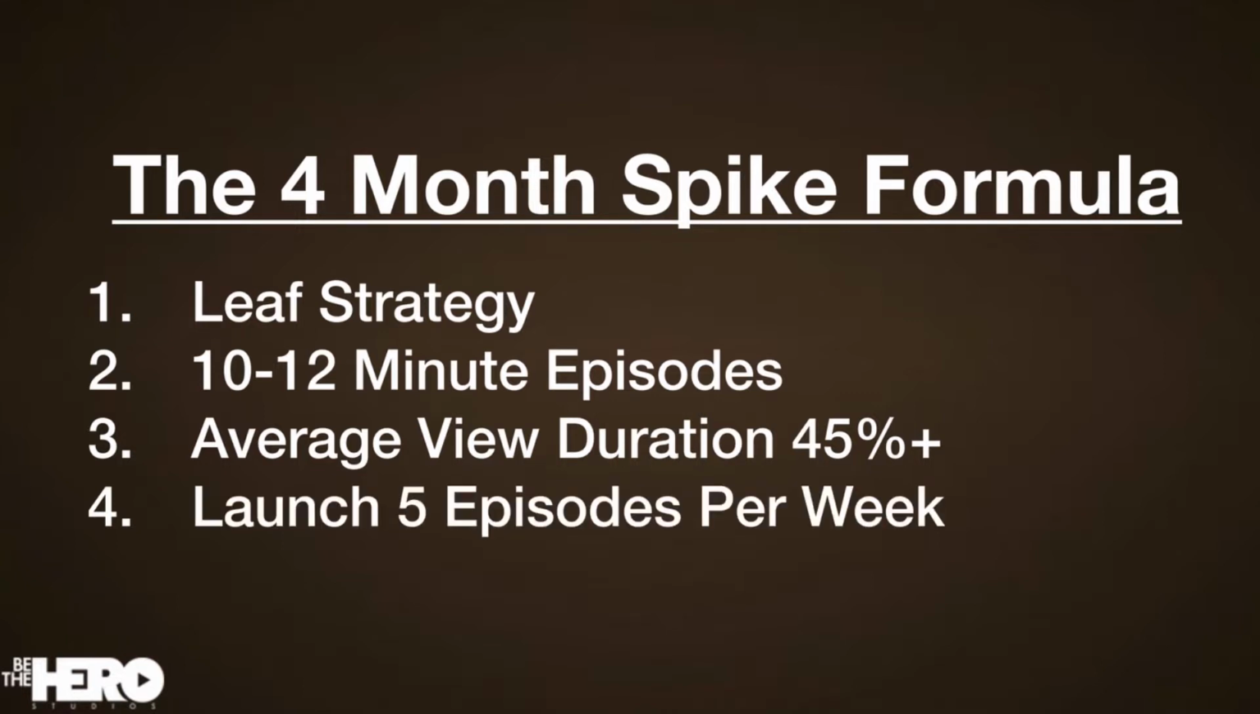Okay, ingredient number 4 is you've got to launch 5 episodes per week. Okay, 5 episodes per week. That sounds like a lot, doesn't it? 5 episodes per week. But yeah, that's the critical ingredient to having your channel spike at that 4-month mark.